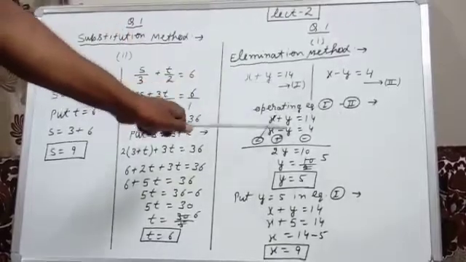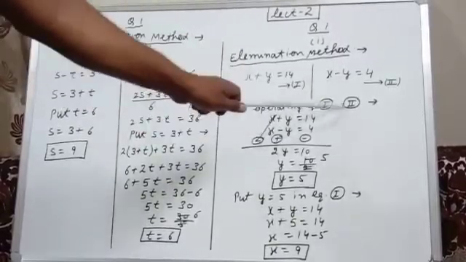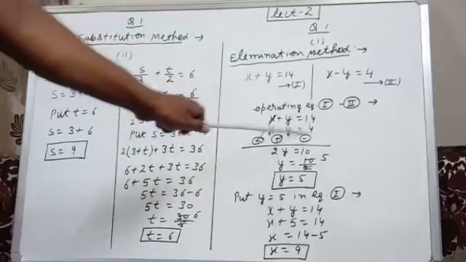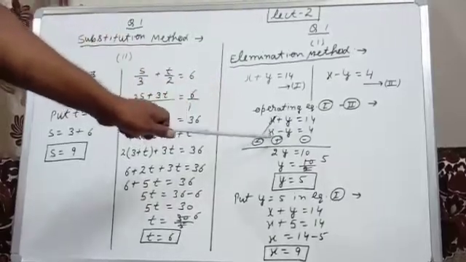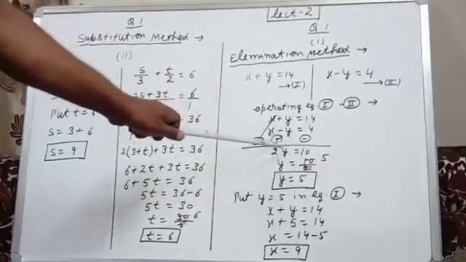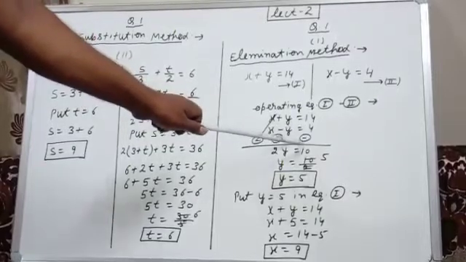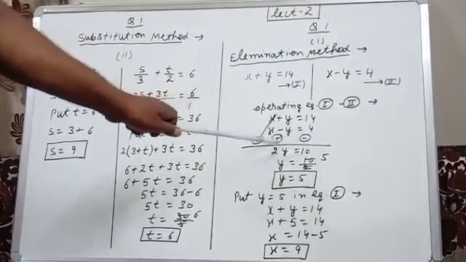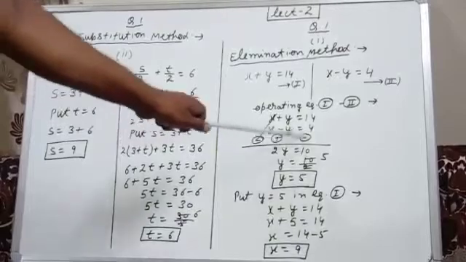So this equation as it is, then this as it is, but minus means we will change the sign of this second equation. This is plus, it will become minus. This is minus, it will become plus. This is plus, it will become minus. You can put these signs in circles.